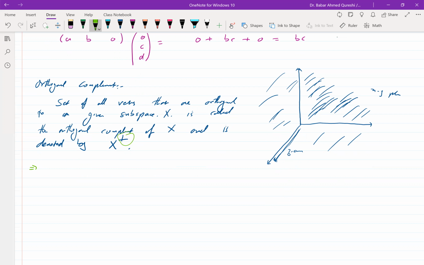So this means that every y belonging to X perpendicular is orthogonal to every x belonging to X. That is, y dot x is 0 for all y belonging to X complement and all x belonging to X.